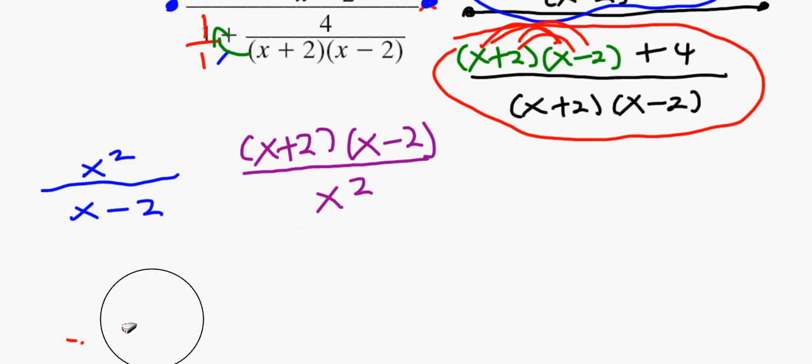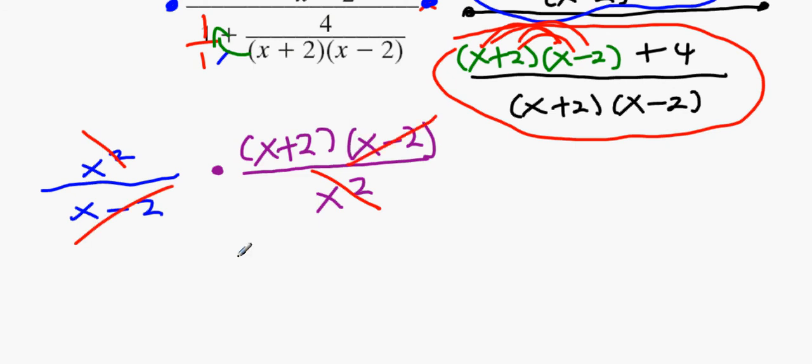Now we've got to multiply these by each other. What you're going to notice is it's multiplied by x squared on the top, but it's divided by x squared on the bottom. The two of them can cancel. It's multiplied by x minus 2 on top, and it's divided by x minus 2 on the bottom. The two of them will cancel, leaving your answer as x plus 2. Okay?